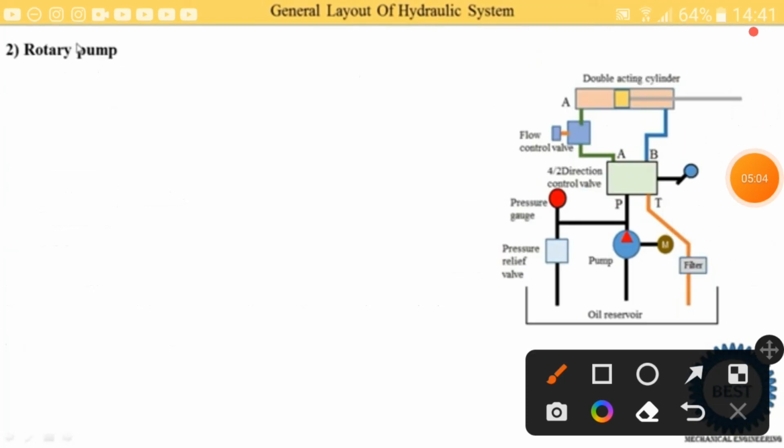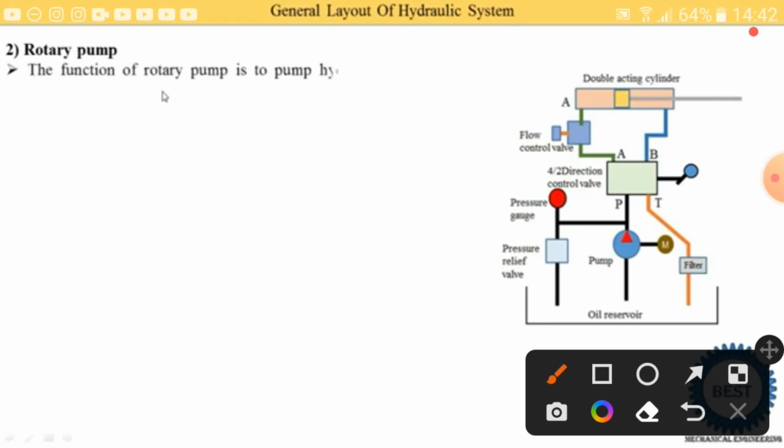Pump, okay. So why is the rotary pump required in an oil hydraulic system? We require it to increase the pressure. Without increasing the pressure, oil is not able to create much force. So if we increase the pressure, then the force is increased.